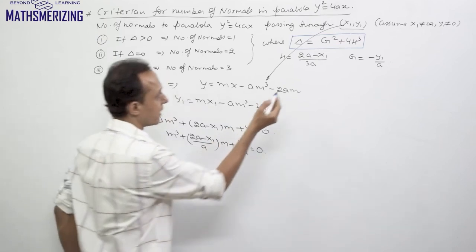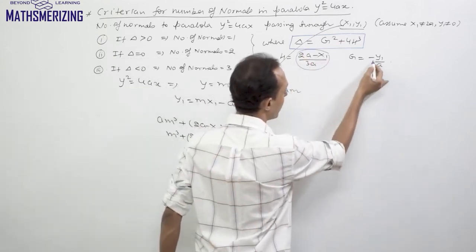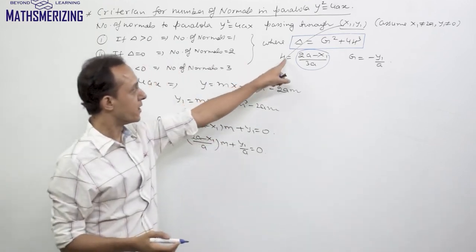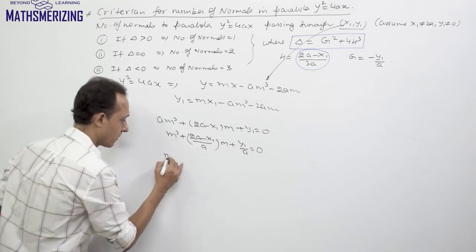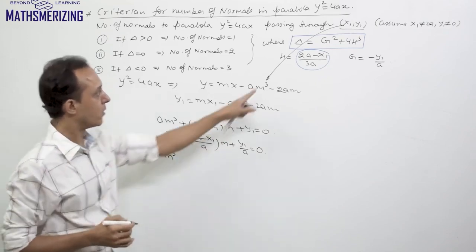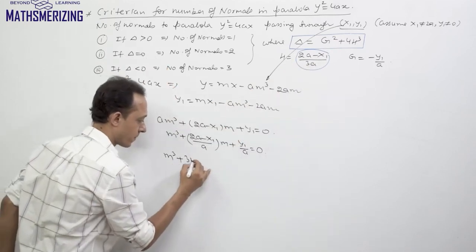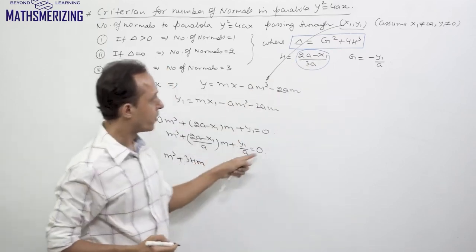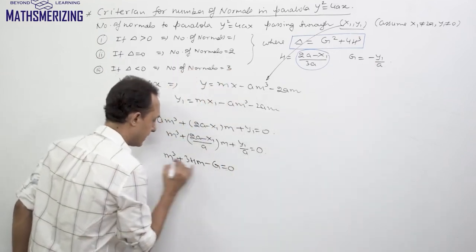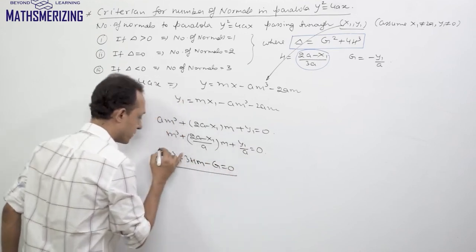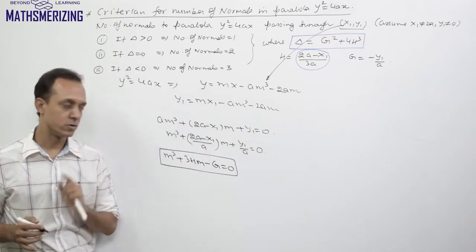Now we have taken 2a minus x1 upon 3a as h and minus y1 upon a as g. So if I replace this equation in terms of h and g, I can write this equation as m cube. Now 2a minus x1 upon a is 3h, so I'll write plus 3hm. And y1 upon a is simply minus g. So it is minus g and this equals 0. So we'll get a cubic equation which is m cube plus 3hm minus g equals 0.